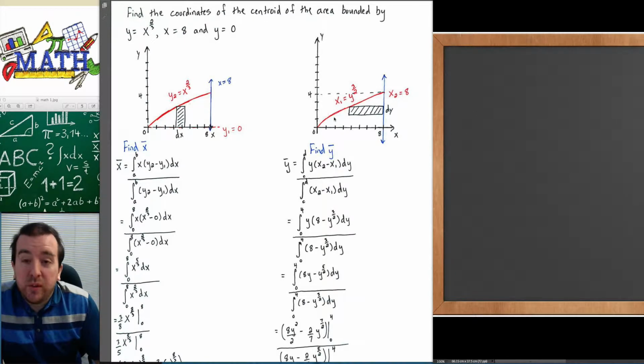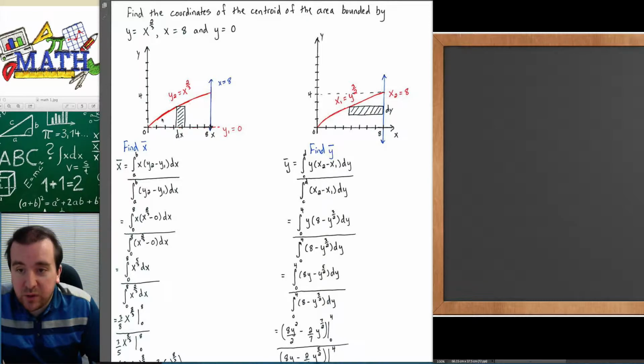Find the coordinates of the centroid of the area bounded by y equals x to the power of 2 over 3, x equals 8, and y equals 0. So we have to find x bar and y bar in order to find the coordinates of the centroid. So let's look at x bar first.